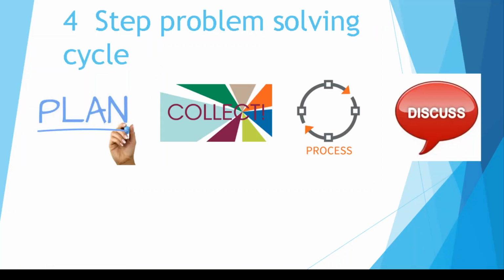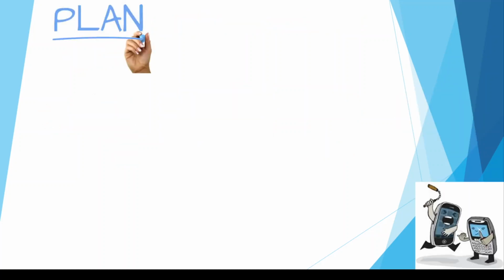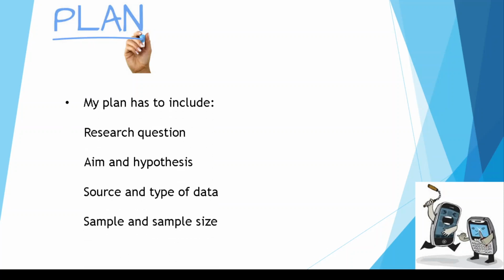What are the four steps? Plan, collect, process, and discuss. For today's lesson, we're going to mainly be looking at the plan. You should write up a detailed plan, and in your plan should include research question, aim and hypothesis, source and type of data, sample and sample size.